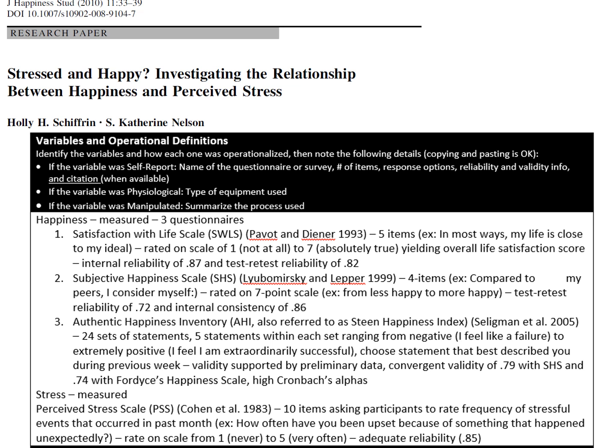As we mentioned when we looked at the focus of the article, Schifrin and Nelson were interested in two variables, stress and happiness. If we weren't sure if the variables were measured or manipulated, the headings in the measures section helped us check our thinking. Then, the description of the measures included all of the information we hoped to find.